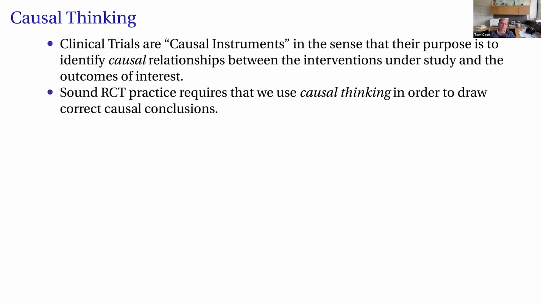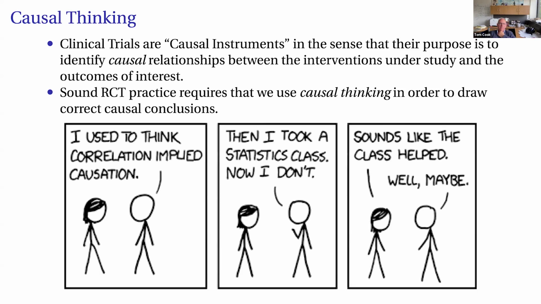In fact, if someone sends me a paper, the first thing I'll do almost every time is to do just a search, and that's the advantage of doing everything digitally. I can search for words, so I look for the use of the word cause or causal or causation, and they're very rarely found. So, in my opinion, it's a need in our community to learn how to think causally rather than simply think correlationally. So sound RCT practices requires that we use causal thinking in order to draw correct causal conclusions.